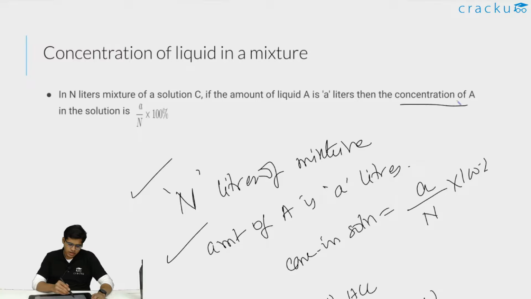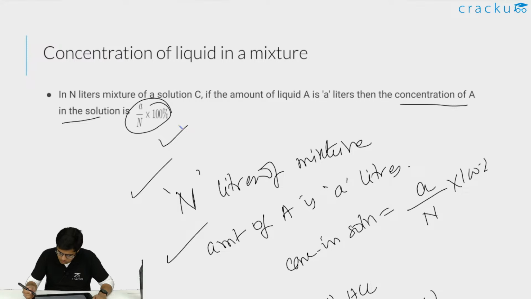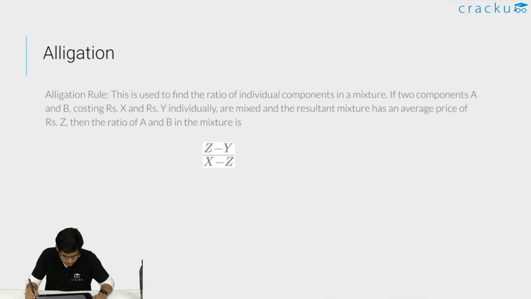So concentration of A in the solution is A by N into 100%, right? This is the concentration of A in the solution. Okay. Let's move to the next part, which is allegation. Okay, before that, any doubt, guys?